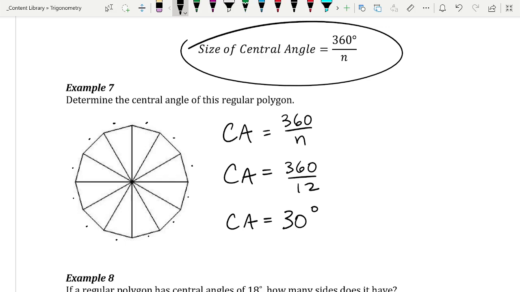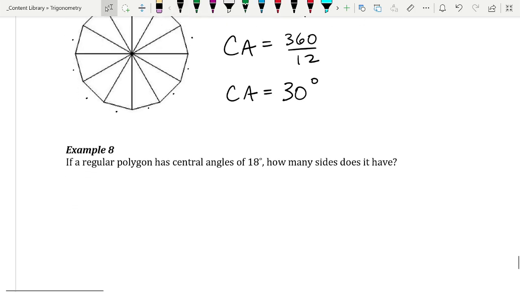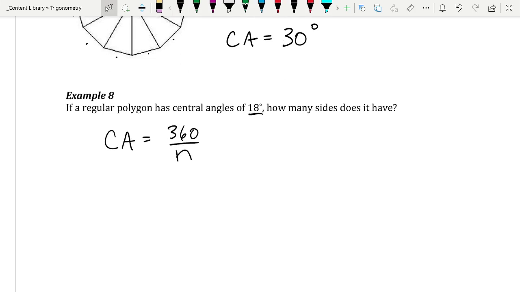All right, example 8. If a regular polygon has central angles of 18, how many sides does it have? So the formula for the central angle is 360 divided by n. Notice this time, they tell us the central angle. And I've said to you a couple times already this course, there isn't much algebra in this course, but there is a little. How do you get that n if you know 360?